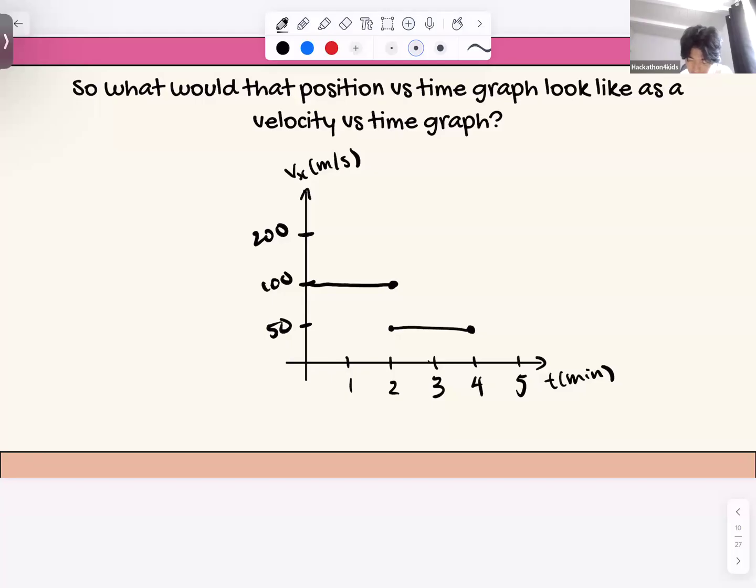And then finally, from 4 to 5 minutes, he is at 200 meters per second, right? So that exact situation translated into a velocity versus time graph would look like this. Straight lines, remember, because there is no acceleration.